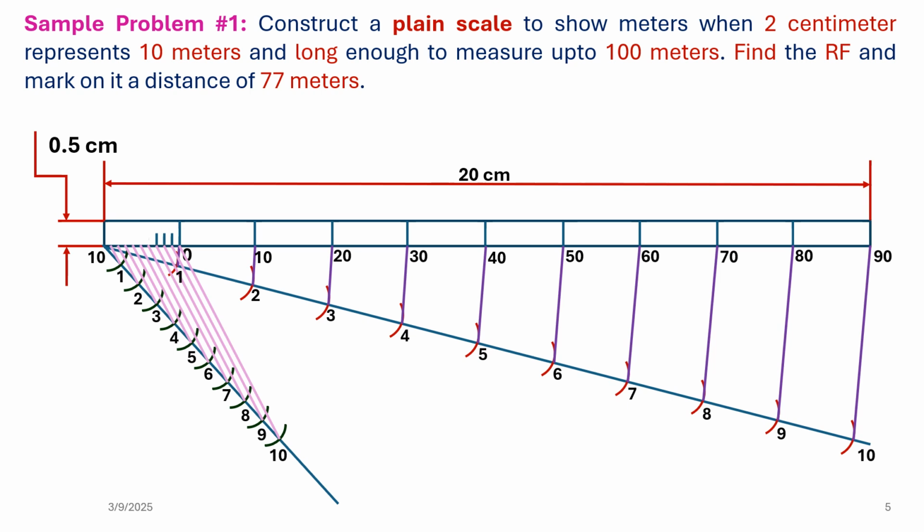Now on this scale, we need to mark a distance of 77 meters. So for this, we take 70 on this side, 7 on this side, and then draw this line. This is the distance of 77 meters on this scale. Once we are done, we need to mention the RF and length of the scale, and then our solution is complete.